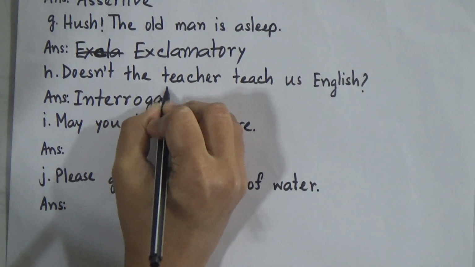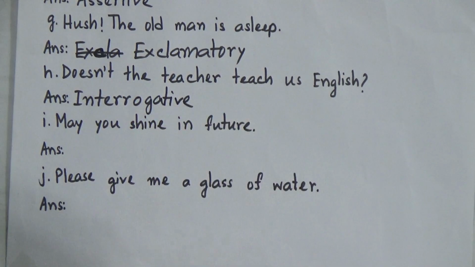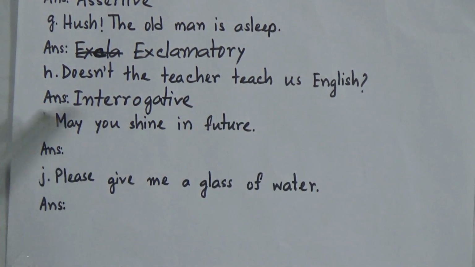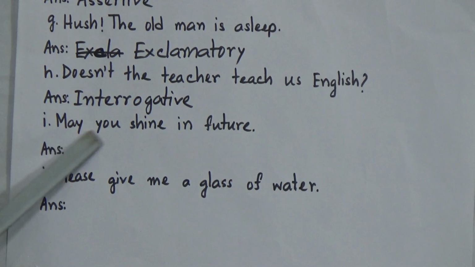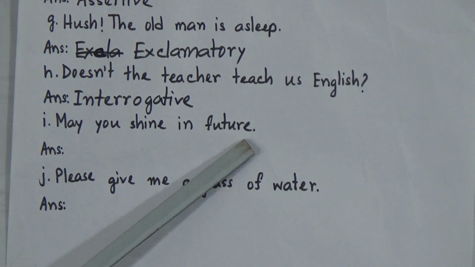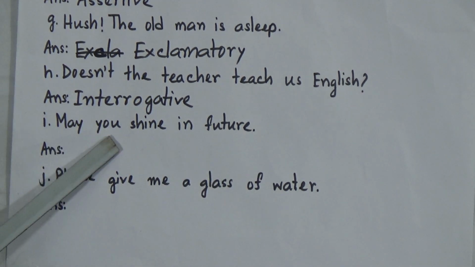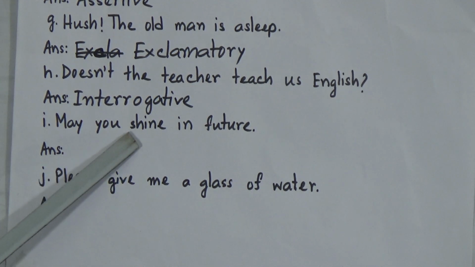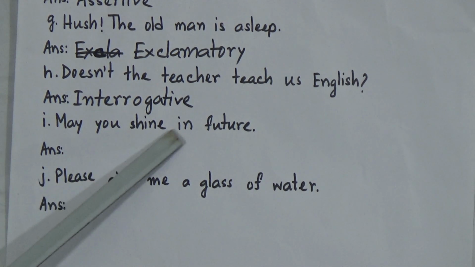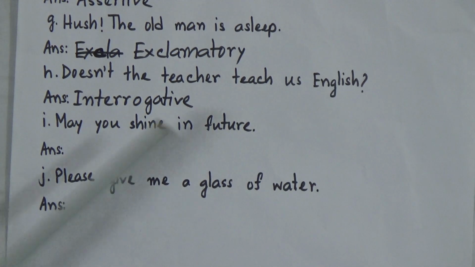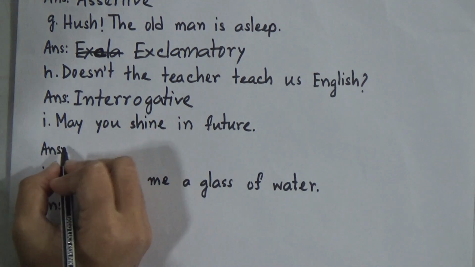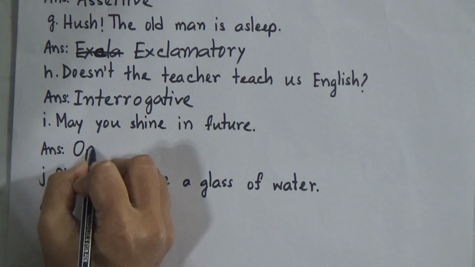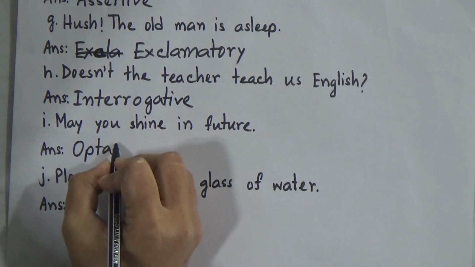Okay. Now number I. May you shine in future. Now look, there is a wish for someone. So it will be an optative sentence. Yes, I know all of you know the answer. It will be an optative sentence.